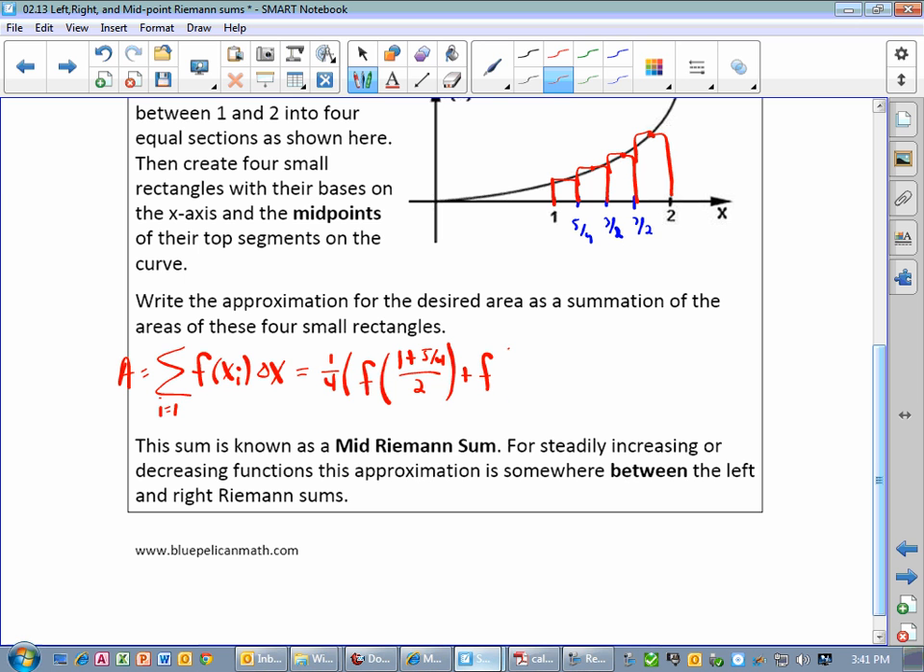Plus f of, so our next x value will be halfway between 5/4 and 3/2. So 5/4 plus 3/2 divided by 2. Plus f of, between 3/2 and 7/4. 3/2 plus 7/4 divided by 2. Plus f of 7/4 plus 2 divided by 2.